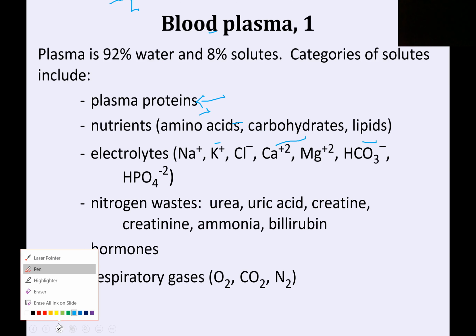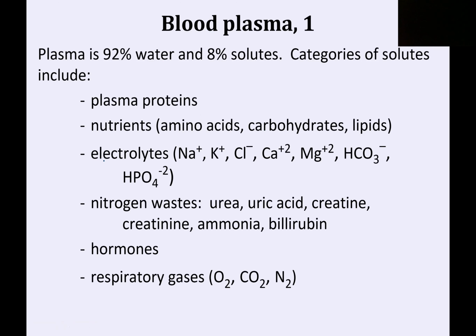The electrolytes, which is why we do chemistry. Sodium, potassium, chloride, calcium, magnesium, bicarbonate ions, and phosphate ions are the big electrolytes. And we will cover those when we get to chapter 24.